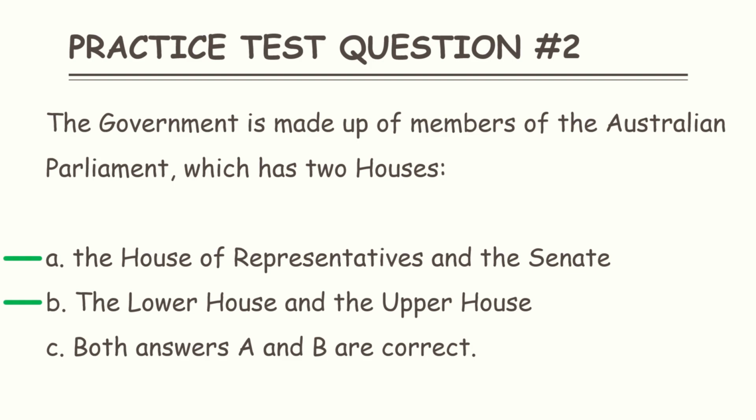We have to be careful with this question. At first glance, A, the House of Representatives and the Senate, seems to be the correct answer. But we have to remember to carefully read each part of the question. B, the lower house and the upper house, is also correct. The lower house is another name for the House of Representatives, and the upper house is another name for the Senate. So the best answer to this question is C. Both answers A and B are correct.